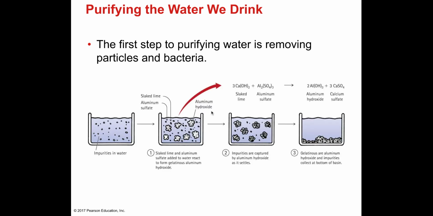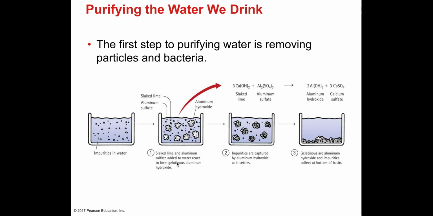So when we have any water, if we want to take a first step to get it purified, it will be to take care of all the bacteria and all the debris or the particles in them. Okay. So imagine that this is water right here with impurities. So if you have impurities in water, what do you do? The first thing we do is add slake lime and aluminum sulfate to the water.